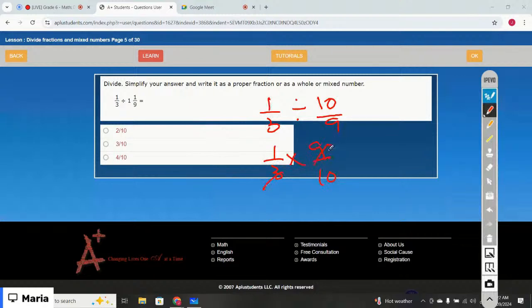3 times 1 is 3 and 3 times 3 is 9. Wait, 1 times 9 is 9, and 3 times 10 is 30, so the correct option is 3 over 10. Option number 2 is the correct option.